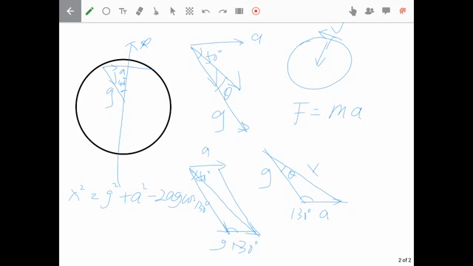So that's g squared plus a squared minus 2ag cos 130. Is that 131 or 130? 130 degrees, because the angle is 130 degrees. And then how do we find a? You already got it. So that's 9.8 squared. What was that value for a? Oh, I didn't write it down. Okay, no worries.